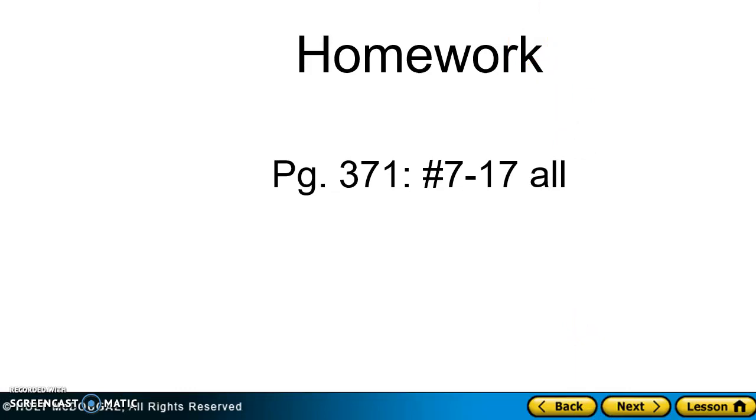The homework now, this is going to be the second part of your homework for Wednesday, is page 371, 7 to 17. Again, I'm going to have another separate Google form for you, and you just type the answers in there. If you're not able to make the squared symbol for the unit, that's okay. Just put a 2 so I know that you know it's squared.